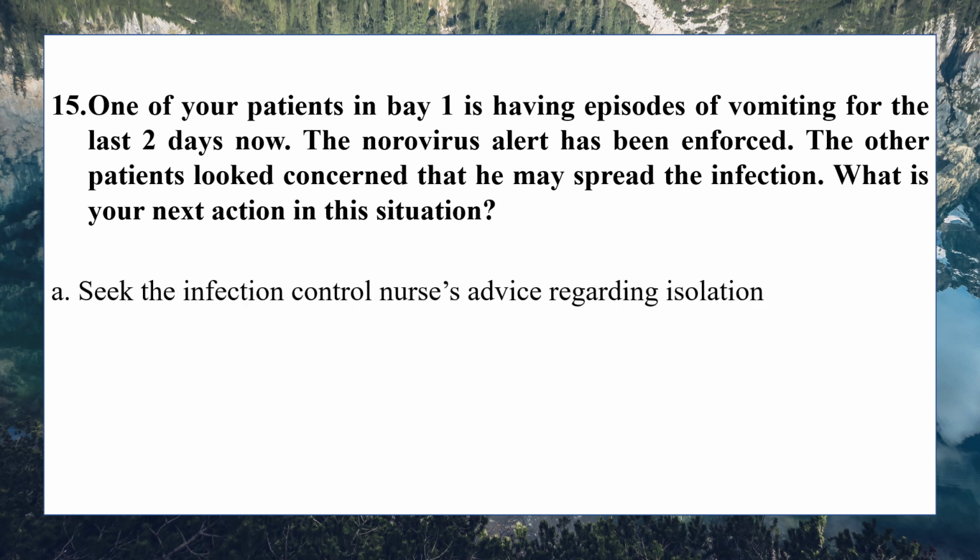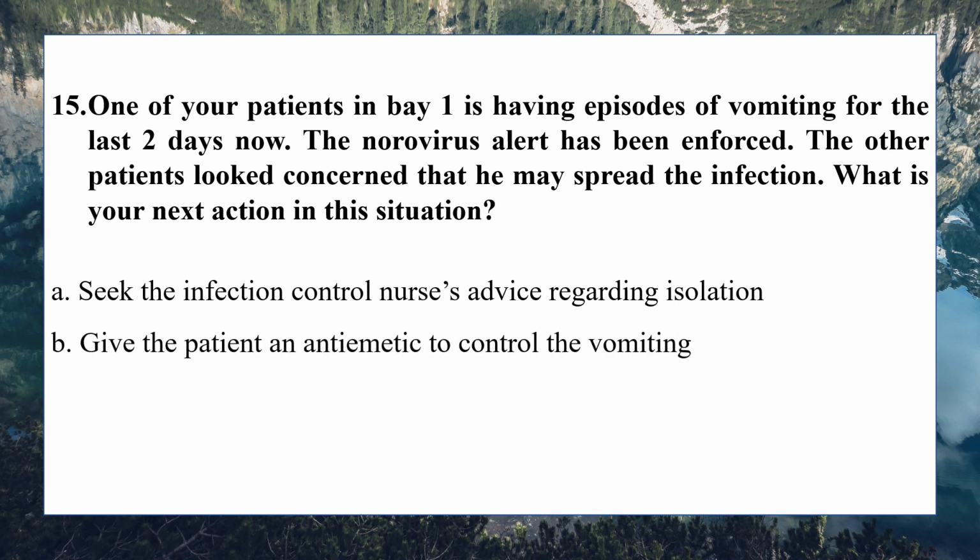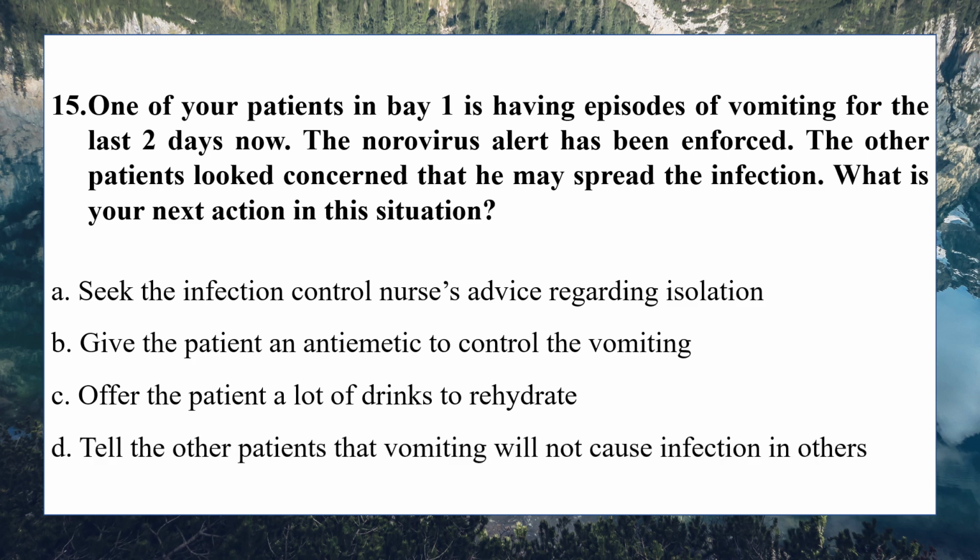Option A. Seek the infection control nurse advice regarding isolation. Option B. Give the patient an antiemetic to control the vomiting. Option C. Offer the patient a lot of drinks to rehydrate. Option D. Tell the other patient that vomiting will not cause infection in others. Answer is A. Seek the infection control nurse advice regarding isolation.